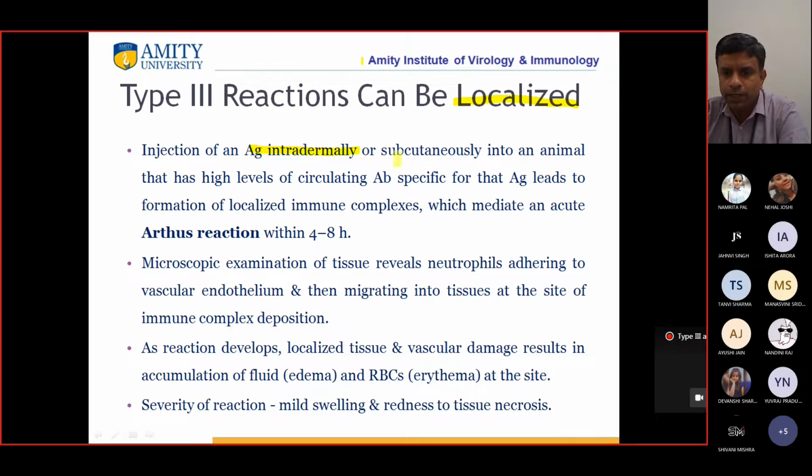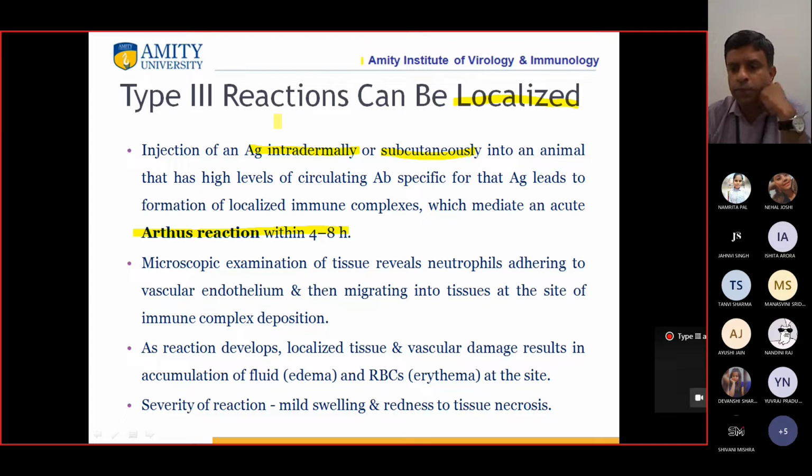So I hope you understand what is intradermal. So it is beneath the skin, into an animal that has a high level of circulating antibodies specific for that antigen, leading to formation of localized immune complexes which mediate an acute Arthus reaction within 4 to 8 hours. And students, you remember type 3 reaction is also an immediate type of reaction. So you can see the reaction within 4 to 8 hours.